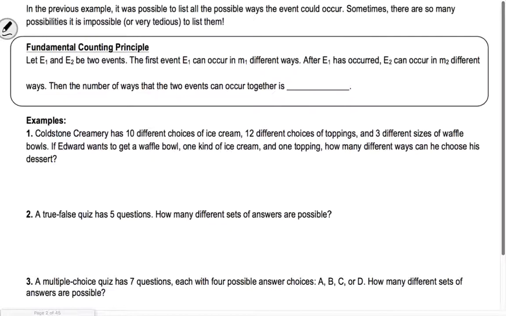So sometimes there gets to be so many possibilities that it's really impossible or very tedious to list them all out. So in order to do that, we use what's called the fundamental counting principle. And the definition is a little bit strange. It says if E1 and E2 are 2 events, the first event, E1, occurs in M1 different ways. After E1 has occurred, E2 can occur in M2 different ways. Then the total number of ways that the 2 events can occur together is M1 times M2.